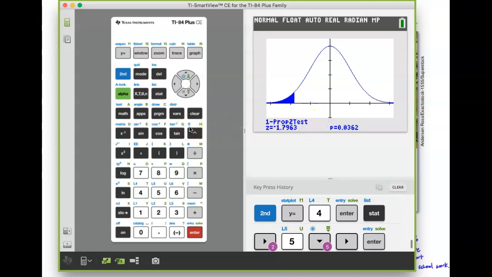Questions so far? All right, let's get to it. I think there are a couple more examples just so we get some practice in on this.